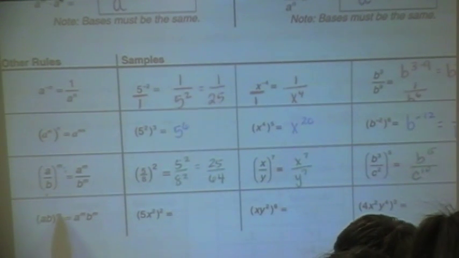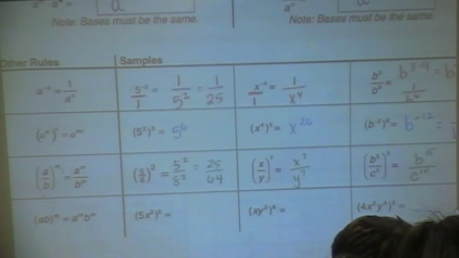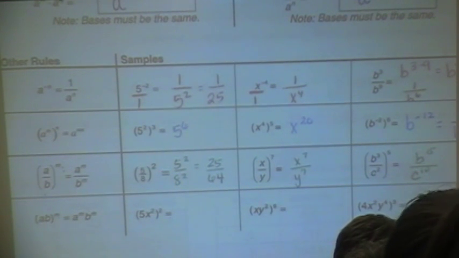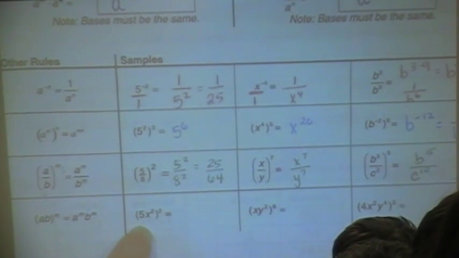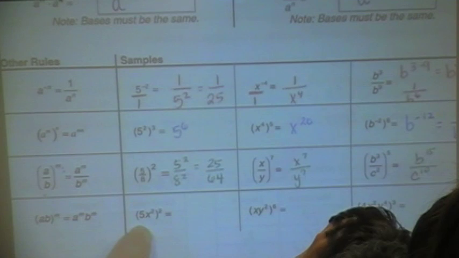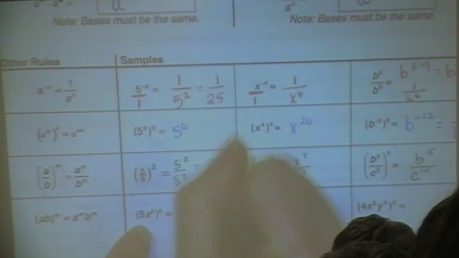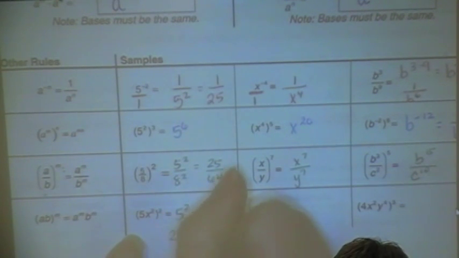Same thing here. This m belongs to all of the pieces inside. So it has to be a to the m, b to the m. Now, here's the one that will get you. And I promise you, it'll get all of you at least one time. That 2, the one on the outside, it goes to the 5 also. So it's really 5 squared x to the 4th, which is 25 x to the 4th.